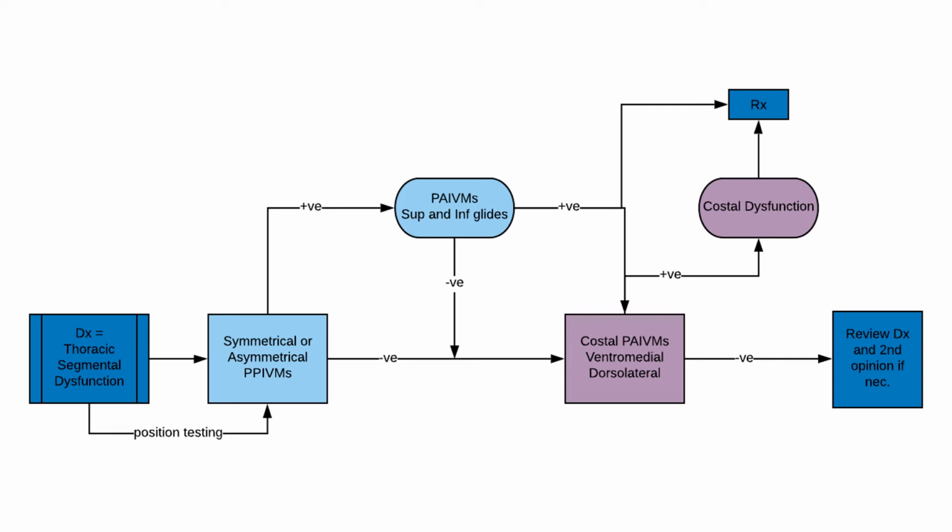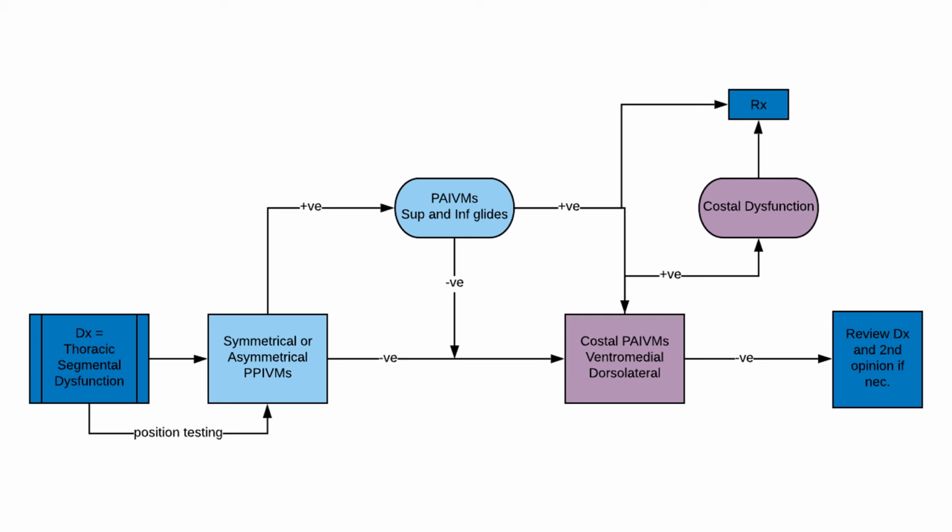If these are positive, you then move on up the algorithm to PAVMs, and these are superior and inferior gliding. If they're negative, you come down or across rather into costal testing. But let's stick with the PAVMs for the moment. If these are positive, then you can go straight to treatment, but it's worth noting that the fact that the spine is dysfunctional hasn't disproved that the costal joints are dysfunctional.